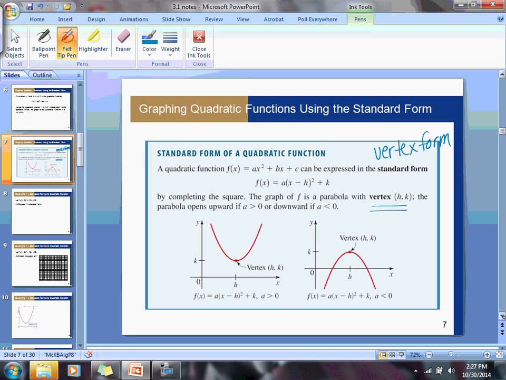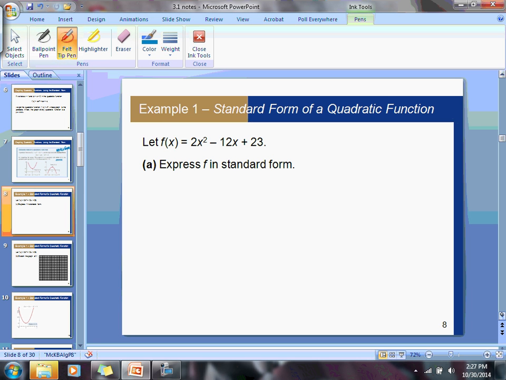Now, how we get an equation from the standard form into the vertex form is we complete the square. So this equation here in example 1, or this function, is f of x equals 2x squared minus 12x plus 23. So right now this is written in what you know as traditional standard form. Okay? And we're going to put it in vertex form. Okay? So to do that, we're going to complete the square. That's what we have to do.